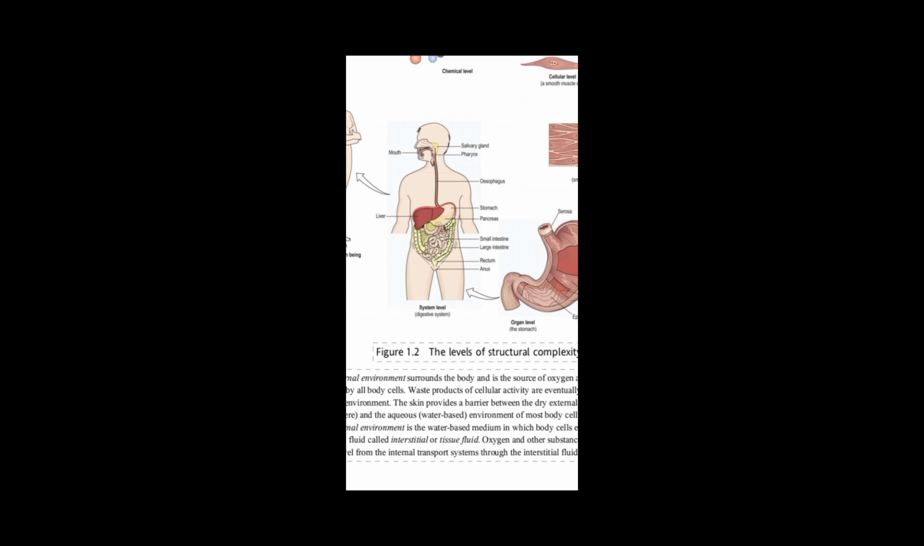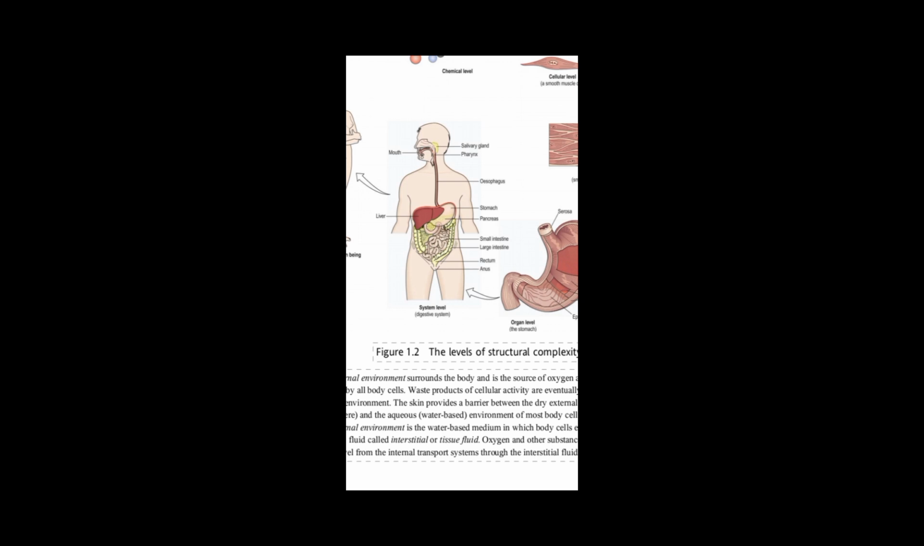For example, the digestive system, which is shown in this diagram, is made up of the mouth, the salivary gland, the pharynx, the esophagus, the stomach, the pancreas, the small intestine, the large intestine, the rectum, and the anus. All these are different organs with a definite or recognizable shape. Now, all these different types of organs combine to form a system which we call the digestive system.